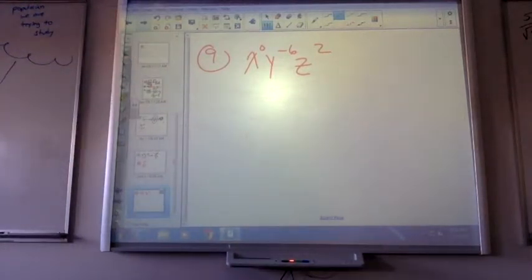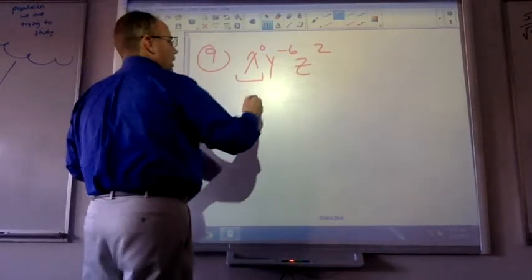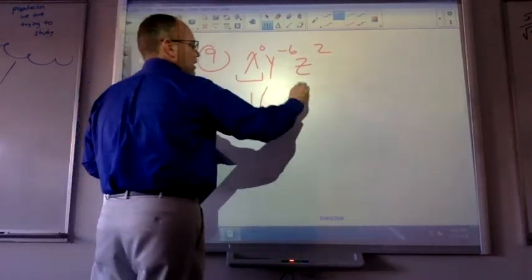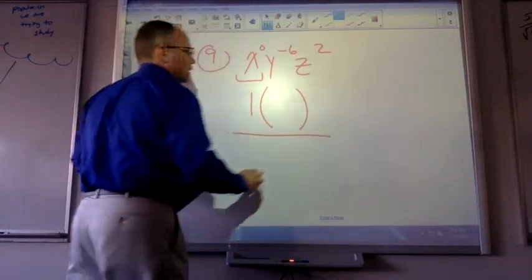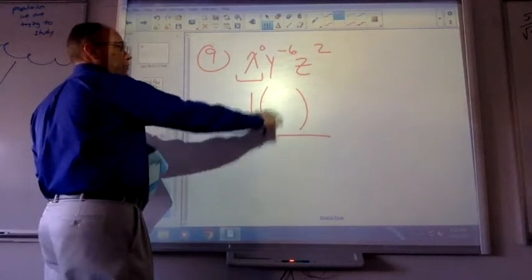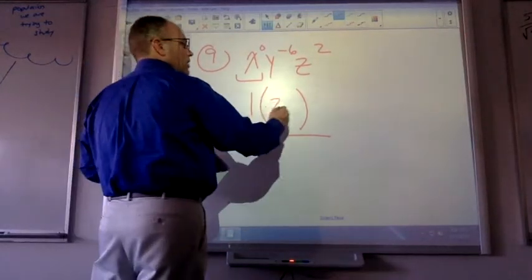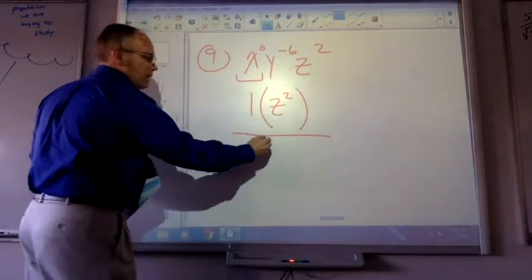Which letter has the negative exponent? Y. Which letter has an exponent of 0? X. What is x to the 0? 1. It is not 0. It is 1. Okay? What's going to go here? What moves down? What stays up top? Yeah, z squared stays on top, and the y moves down.